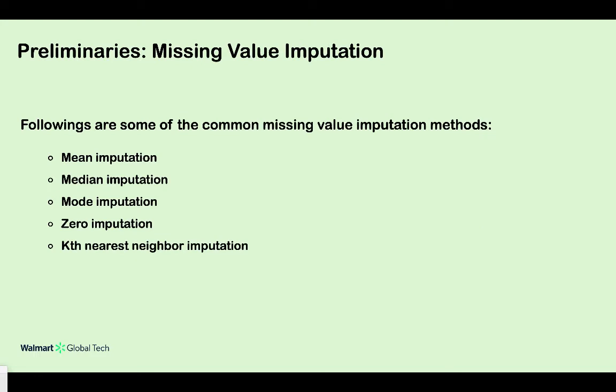Now, these are the various standard techniques to impute the missing values: mean imputation, median imputation, mode imputation, zero imputation, and kth nearest neighbor imputation. These are the very standard techniques, plus there are some complex deep learning based techniques as well. I didn't mention all of them here. As the name suggests, mean imputation means replacing all the missing values of a particular feature with the mean of the observed values. Similarly, we can do the same with median, mode, and zero imputation as well. And if we replace the missing values with the kth nearest neighbor of a particular feature, then we call it kth nearest neighbor imputation.